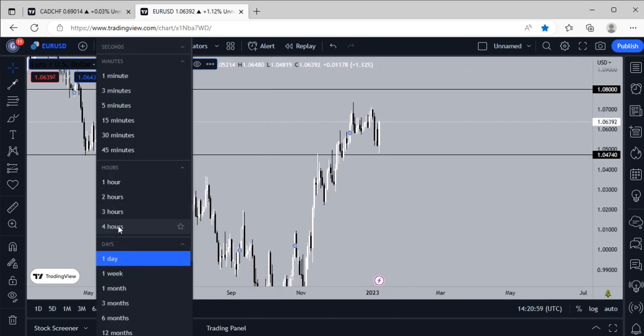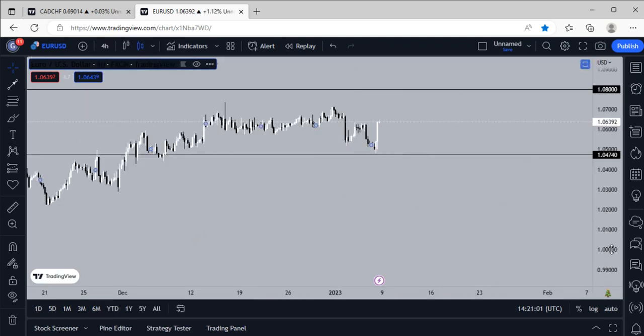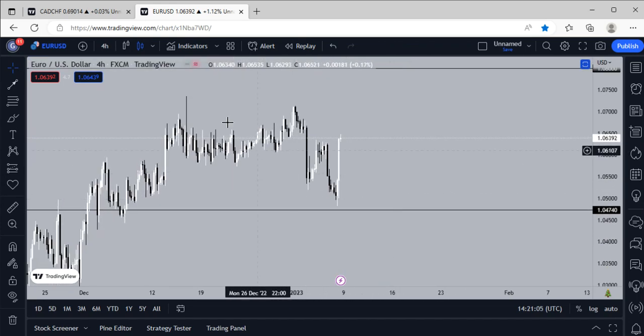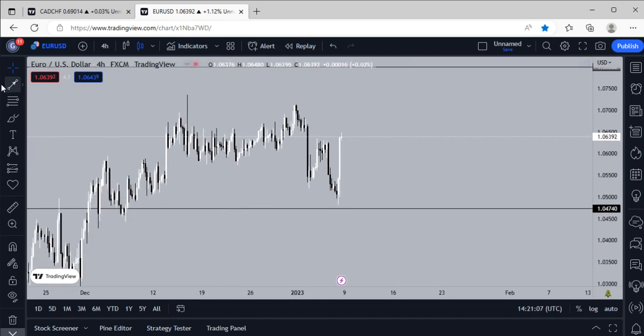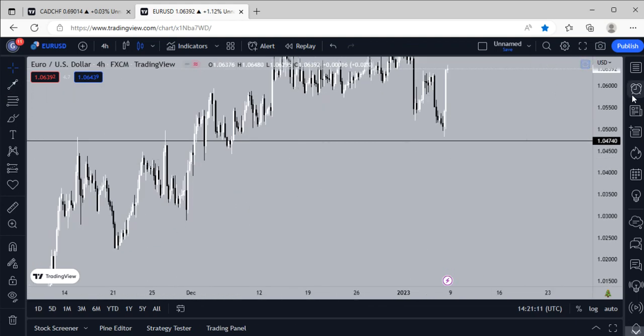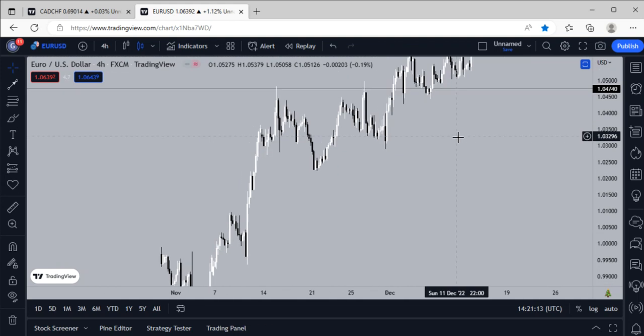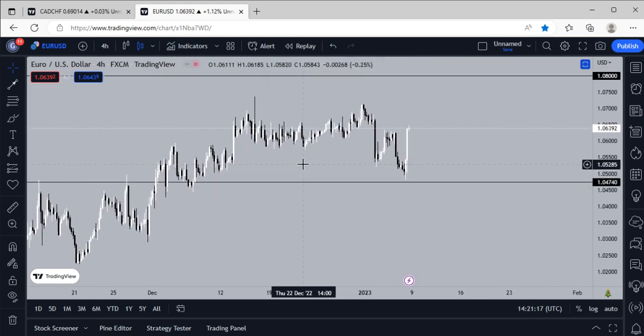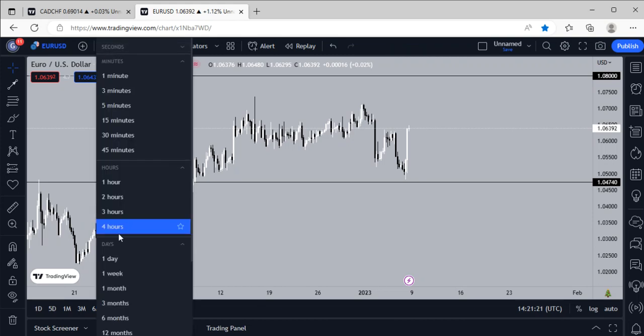Now going to the 4 hourly, we have a consolidation in this 4 hourly. And since we are in a buying trend, I want to catch the next retracement level, where price would most likely retrace.